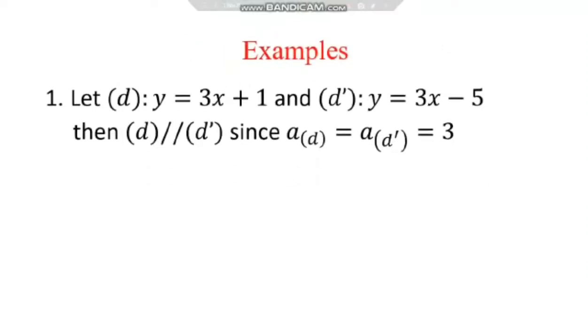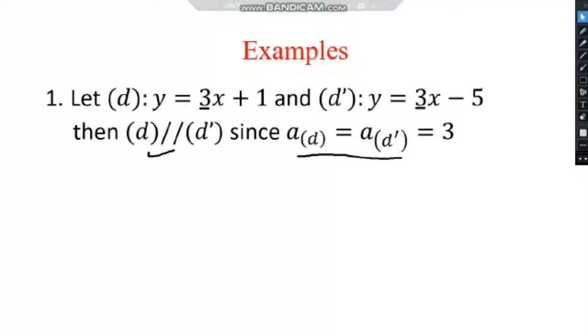For example, D of equation y equal 3x plus 1 and D prime of equation y equal 3x minus 5. The slope of D prime is 3, and the slope of D is 3, so they are equal. The slopes of D and D prime are equal, so these lines are parallel.